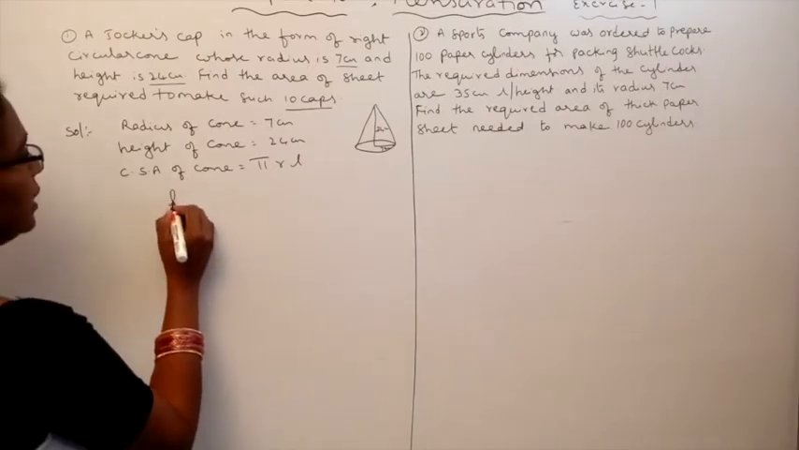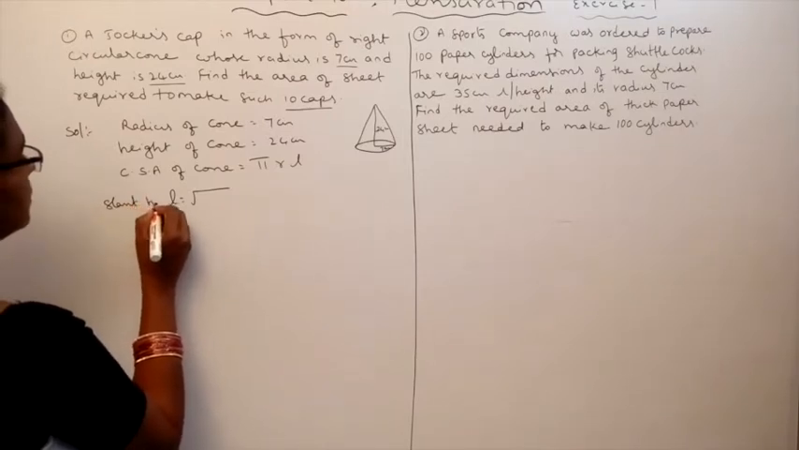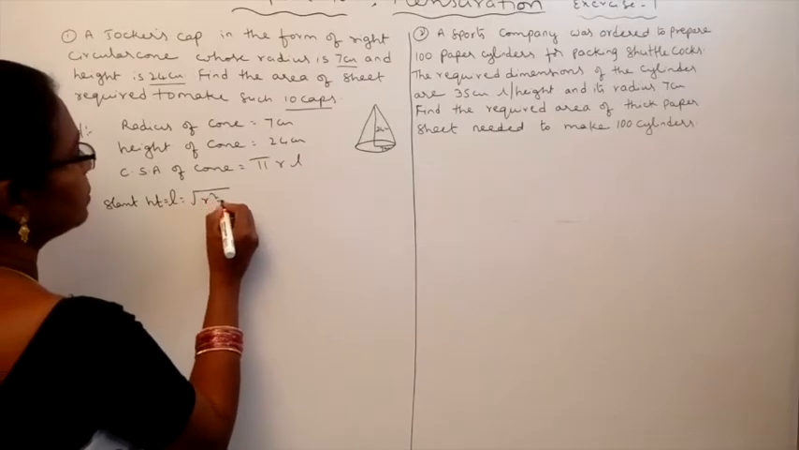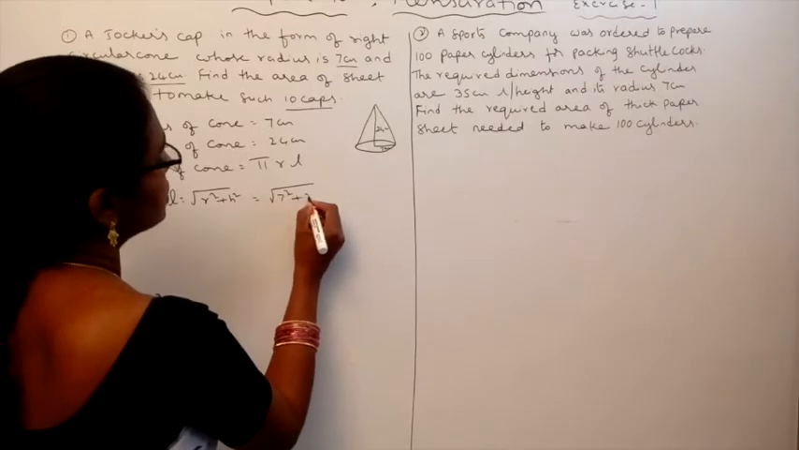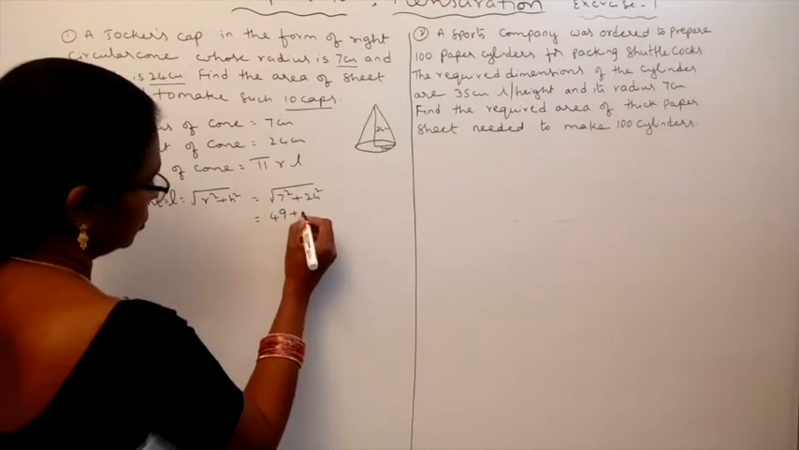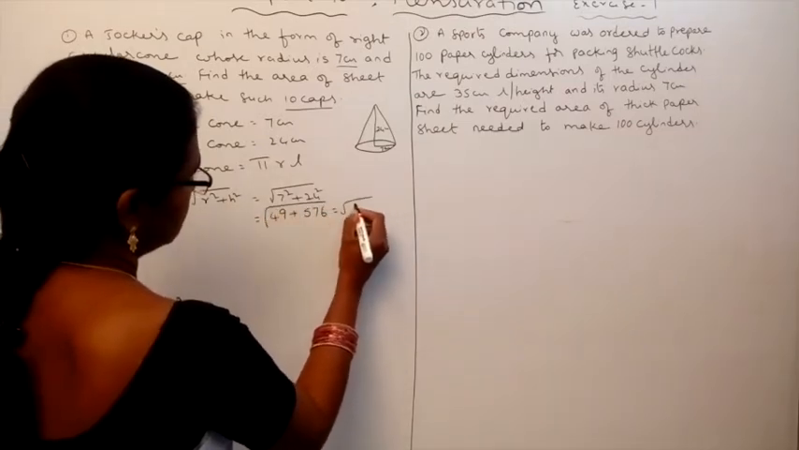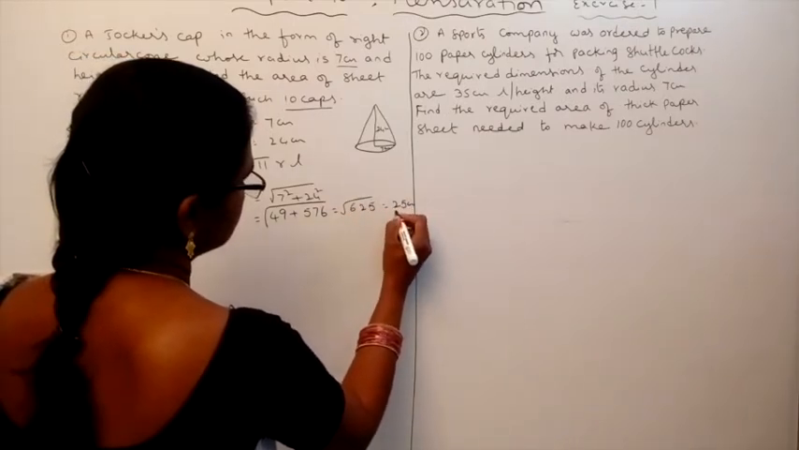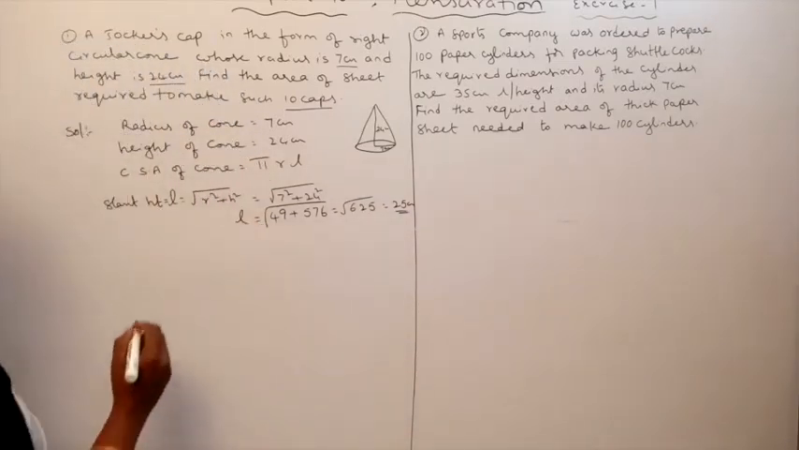What is the l formula? l is the slant height. Slant height l is equal to under root r square plus h square, which is under root 7 square plus 24 square. Now 7 7s are 49, 24 24s are 576, the sum is 625. Under root of 625 is 25 centimeters. Now l, how much did we get? 25 centimeters.